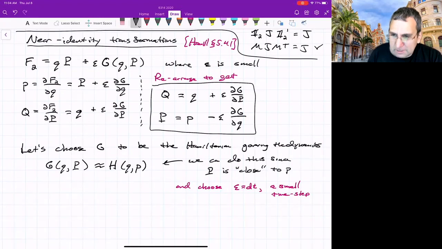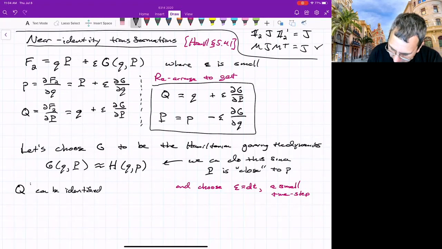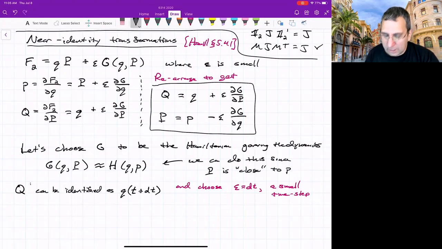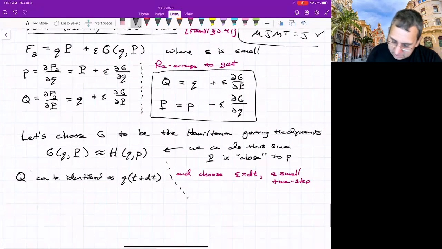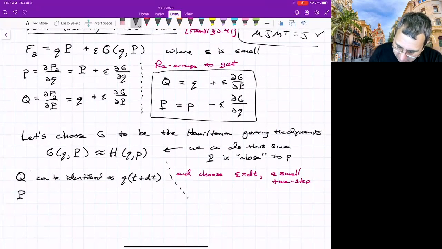We can sort of summarize this. Big Q can be identified as little q, but advanced a little bit in time. And maybe you can't see this yet, but we'll see it. Big P can be identified as little p advanced a little bit in time.